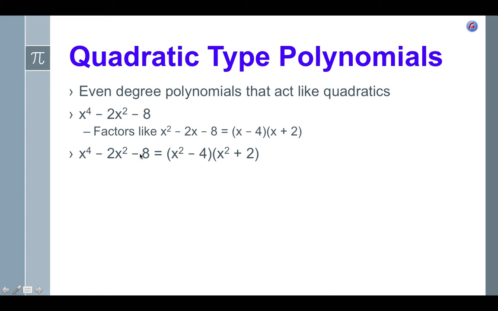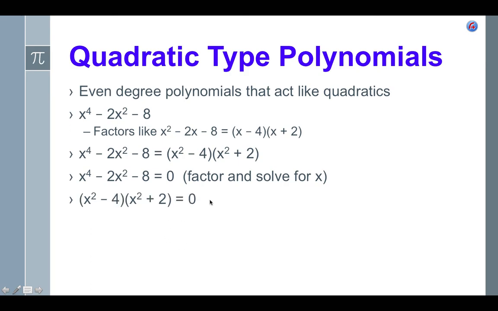The two numbers to multiply together to get negative 8 that will add together to get negative 2 are negative 4 and 2. So instead of x minus 4 and x plus 2, we can write it as x squared minus 4 and x squared plus 2. So then if we wanted to set it equal to 0 and solve, we would note that it is like a quadratic because it's a 4 and a 2. It could be a 6 and a 3 or an 8 and a 4. They're all the same type of problem.